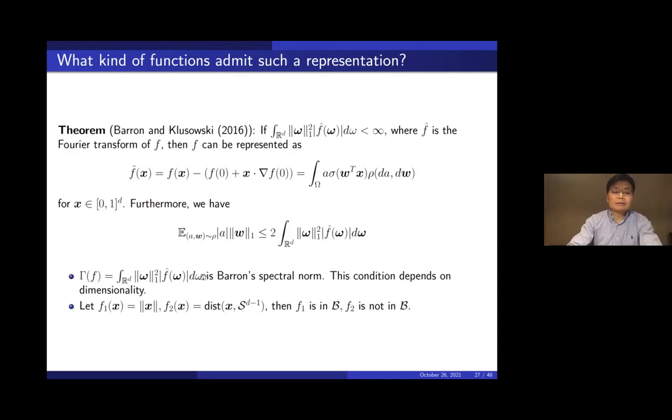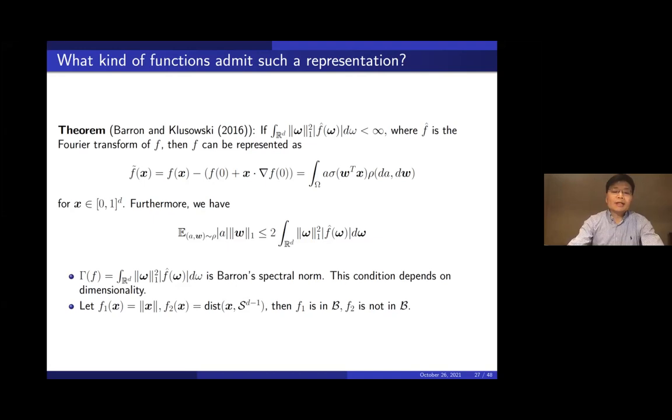Now, let me give you a specific example. The norm of x, this function is a Barron function. But this function, distance to the unit sphere, is not a Barron function. That's because we can characterize the singular set of all Barron functions. That's this paper. And we're going to show that this guy cannot be a Barron function. So this is actually a quite interesting question.